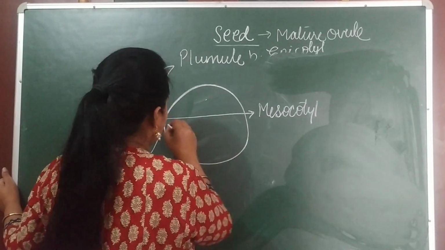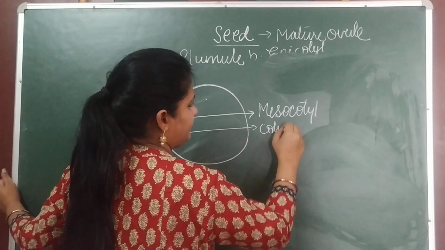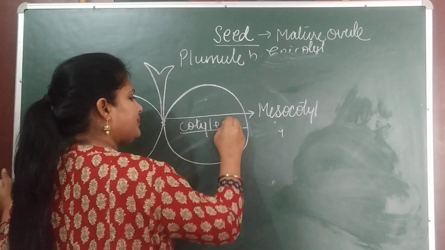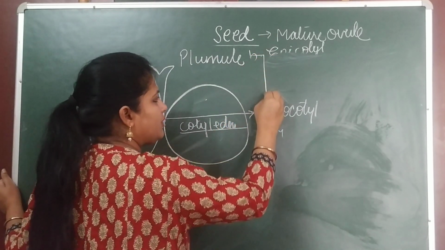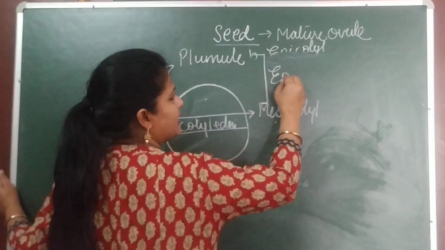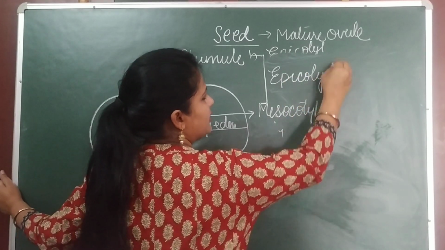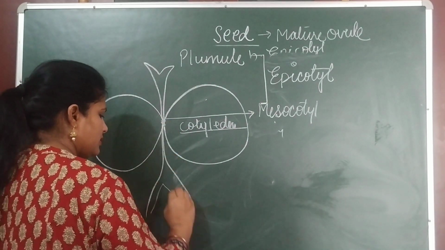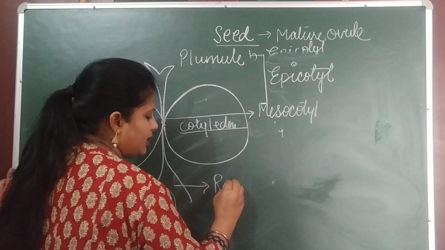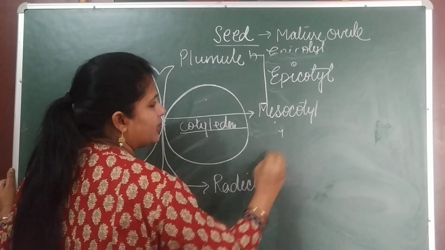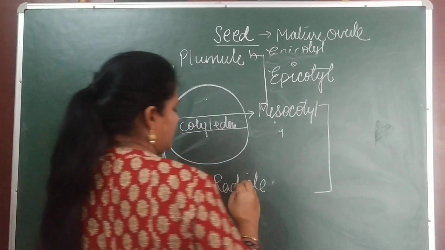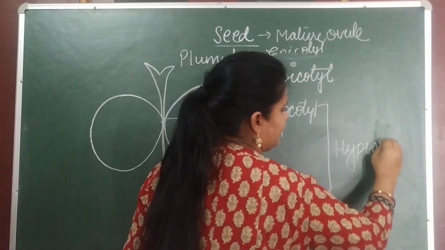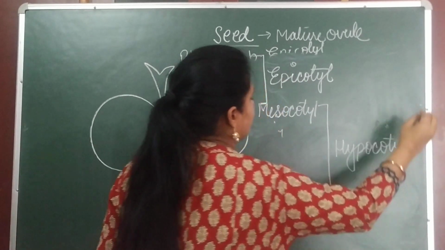Okay, this one is cotyledon. This is the structure. And the portion between plumule and mesocotyle is epicotyle. And this one is radicle, which will develop into root. And the part between the radicle and the mesocotyle is known as hypocotyle. Clear?